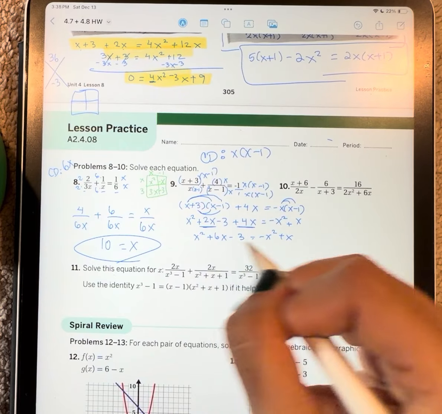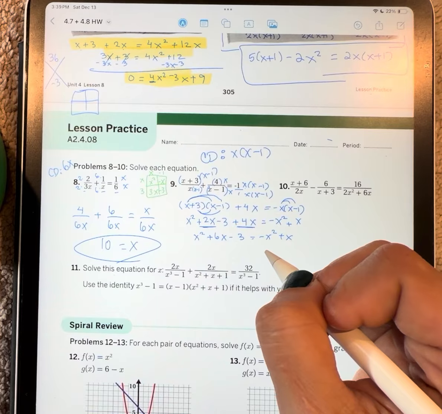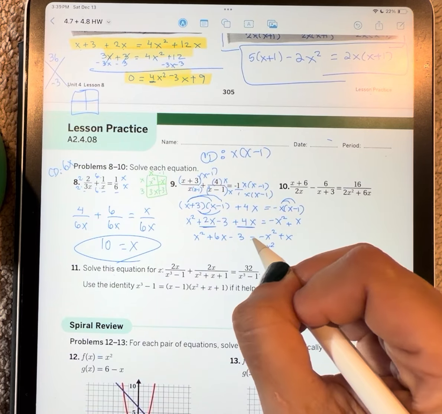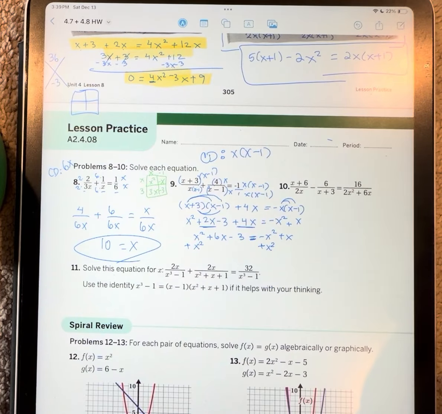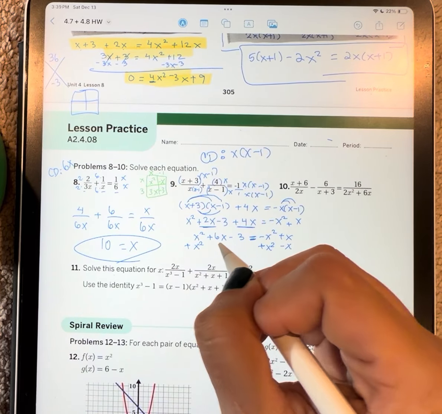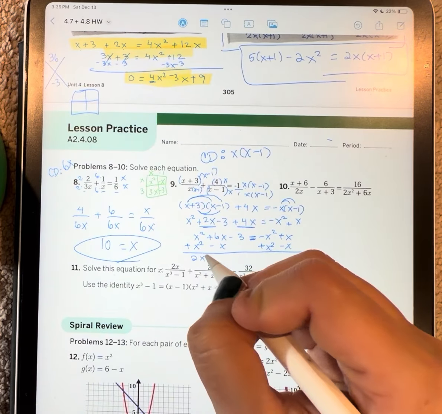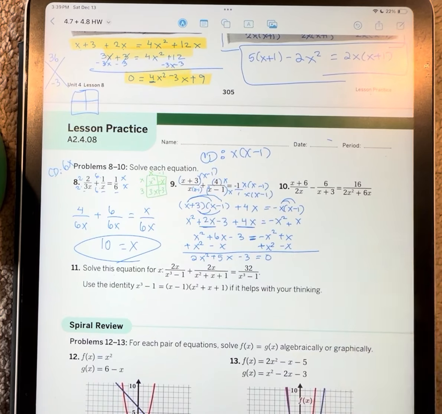Be careful, you guys. When we get excited, when we see x squared, negative x squared, and we want to cancel it, we make a mistake. All right? You must add this x squared because it's traveling across the equal sign. Okay? And that means I also have to subtract the x over to the same side. This is 2x squared plus 5x minus 3 equals 0.